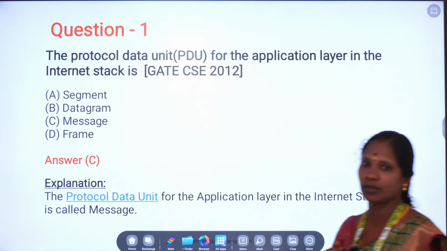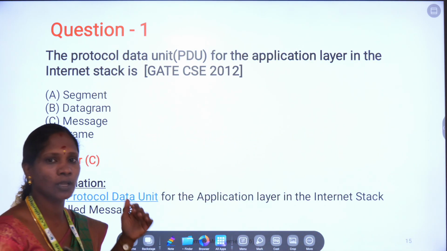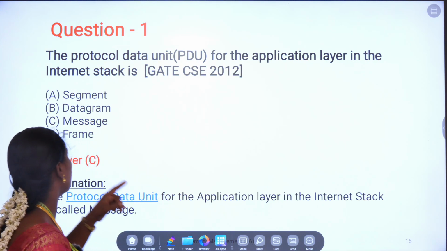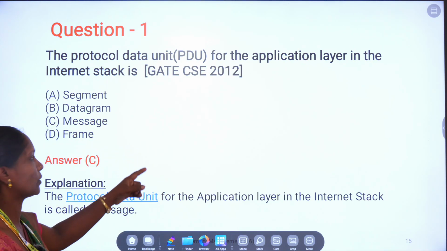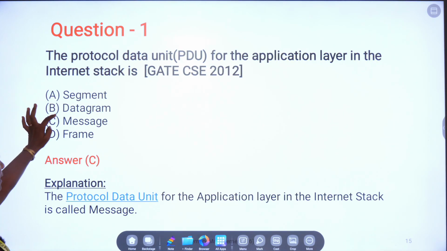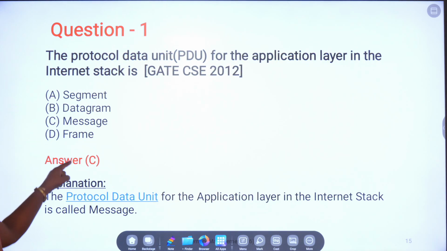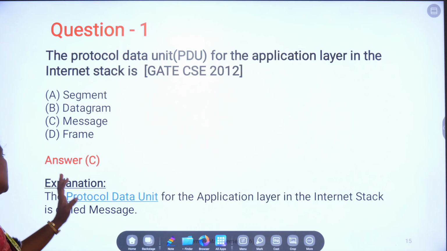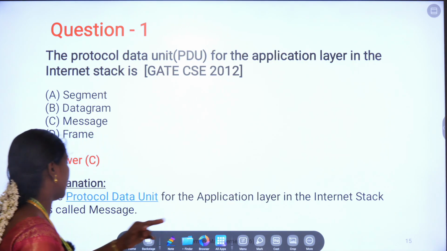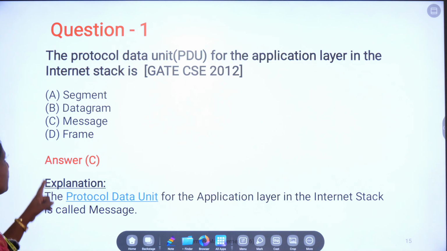Then next, we can solve a number of previous GATE questions. The first question, from GATE 2012: the protocol data unit, PDU, for the application layer in the internet stack is? We have four answers. First one is segment, second one is datagram, third one is message, and fourth one is frame. The correct answer is C, message. Why are we choosing C? The explanation: the protocol data unit for the application layer in the internet stack is called a message. So the correct answer is message.